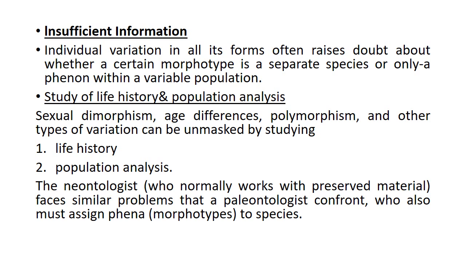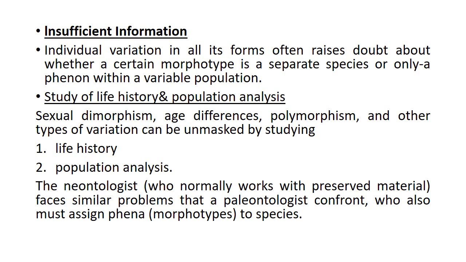For example, if you consider ants, we find that in a colony there is phenotypical variation between the organisms of the same colony. Similarly, if you consider a frog, during its life history it transforms from one morph to another, that is, from egg to tadpole, tadpole to froglet, and froglet to adult frog. So there are various morphological variations within the same population, and we need to have sufficient information about the life cycle of an individual, and also the population analysis should be very complete.